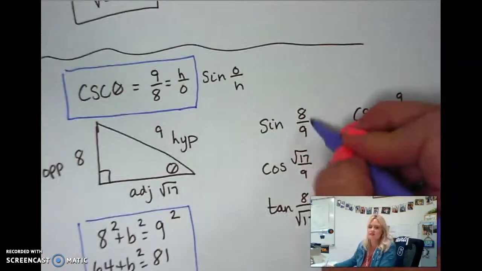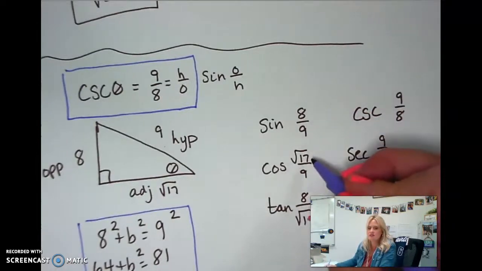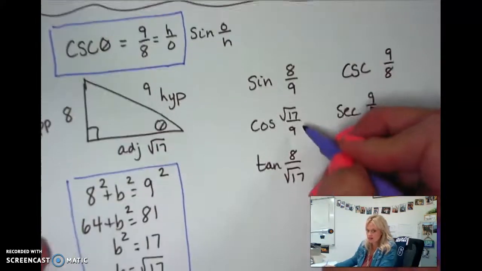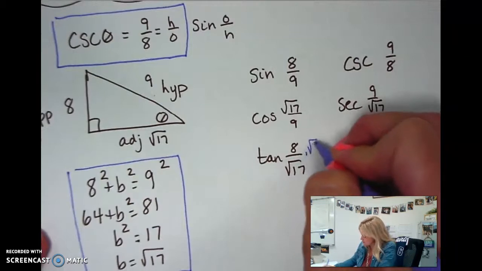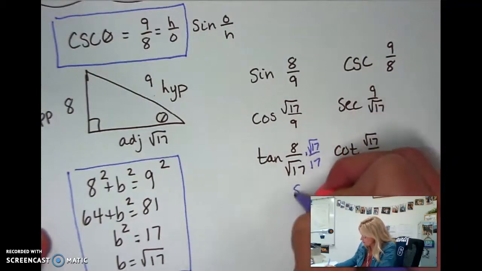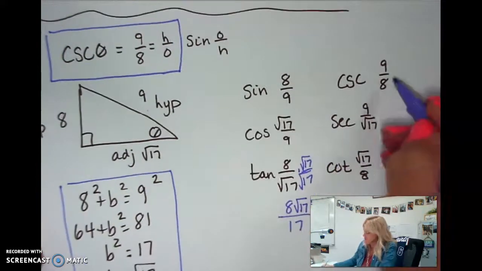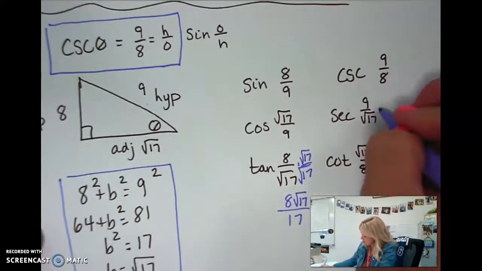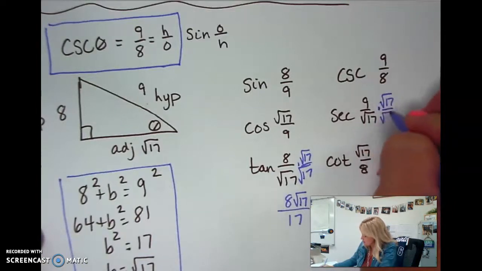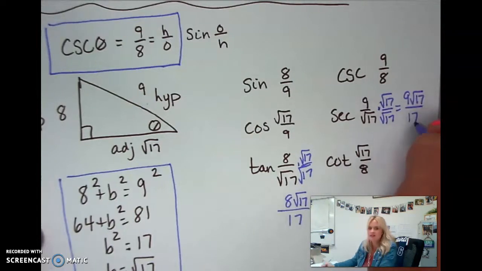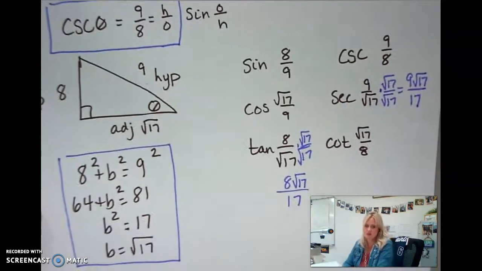Sine is 8 over 9. Cosine is square root of 17 over 9. The tangent we have to rationalize, and we end up getting 8 square root of 17 over 17. Cosecant is 9 over 8. Secant, when we rationalize, is 9 square root of 17 over 17, and cotangent is square root of 17 over 8.